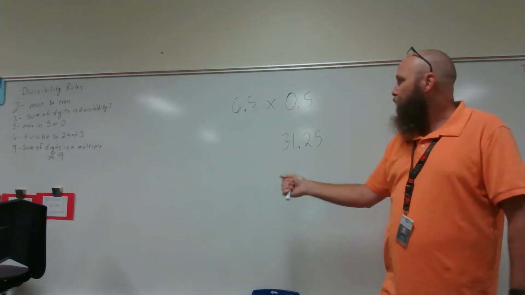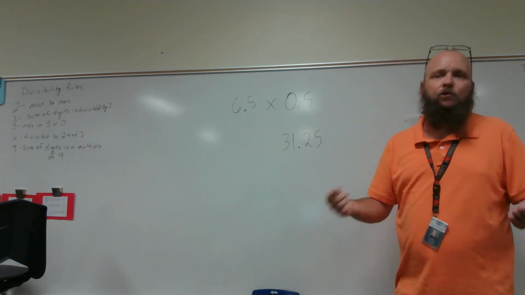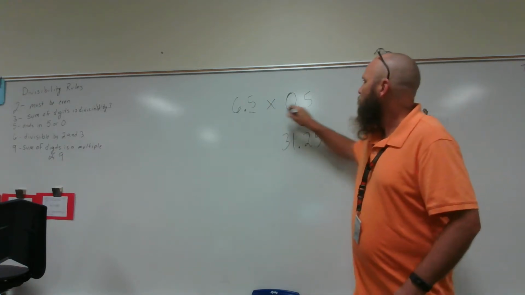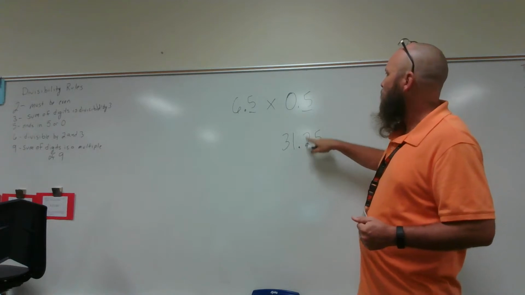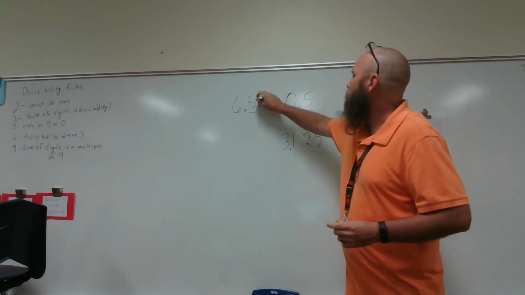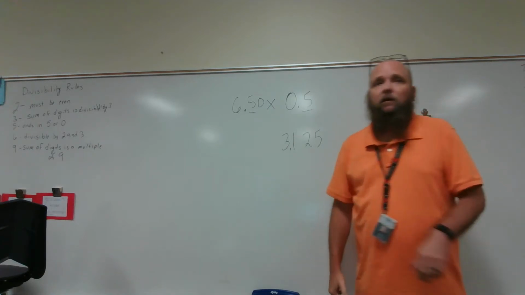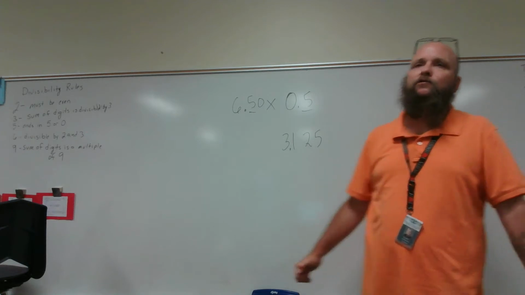And if we followed the rules of multiplying decimals, which you have also written in your journal, there are 2 numbers behind the decimal point in the problem. There needs to be 2 numbers behind it in the answer. This was 650 is how it was written. Okay, and so there needs to be 3 behind it in the answer. So it should have been 3 and 125 thousandths.